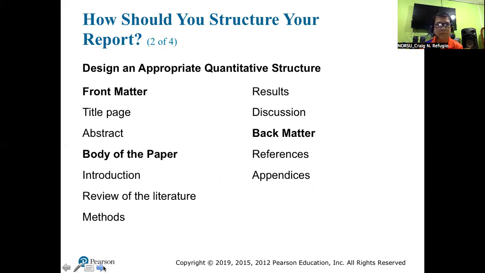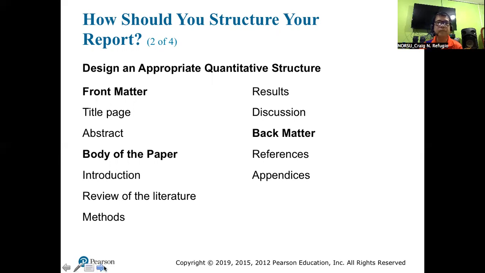So we have the front matter. We have title page, abstract, then the body of the paper: introduction, review of the related literature or just review of literature, then the methods, then results, discussion, then the back matter. The back matter includes references and then appendices.